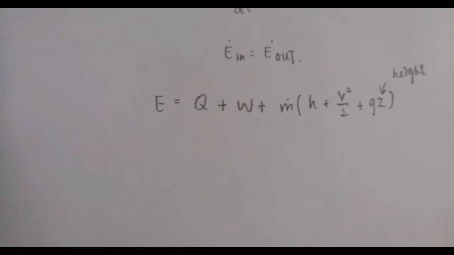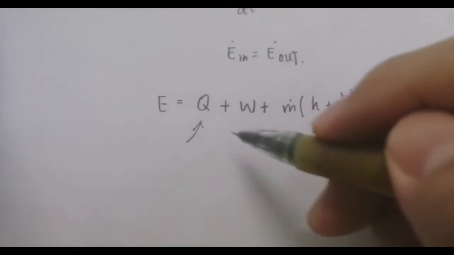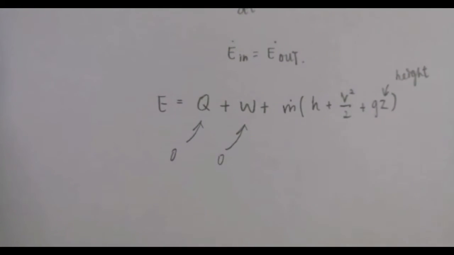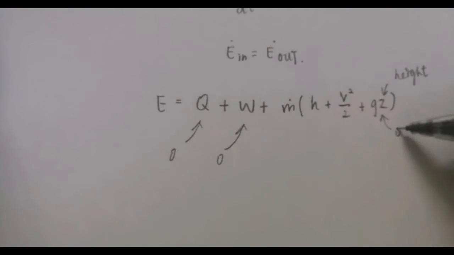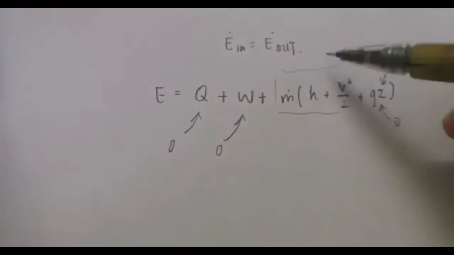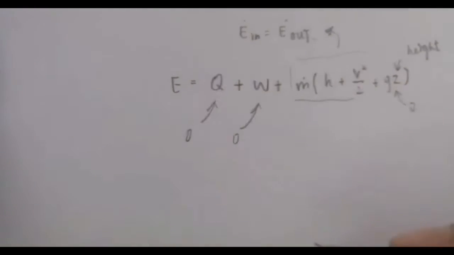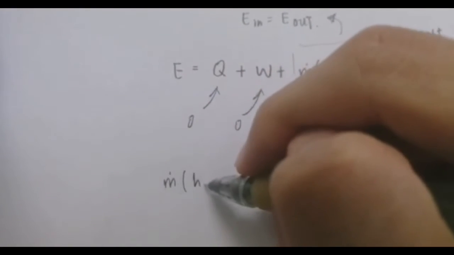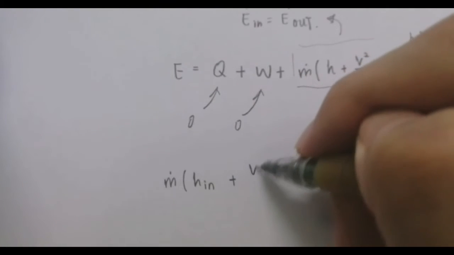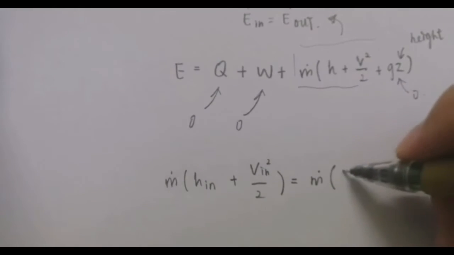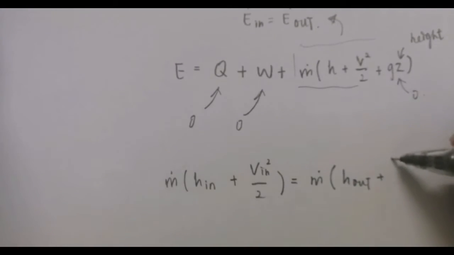From the explanation in the previous slide, we know that there's no heat transfer and no work done in the nozzle and diffuser. For this question, the height is also the same, therefore we can put it as 0 as well. Now we can substitute the formula into this equation. We can write mass flow rate multiplied by enthalpy in plus velocity in square divided by 2 equal to mass flow rate, enthalpy out plus velocity out square divided by 2.